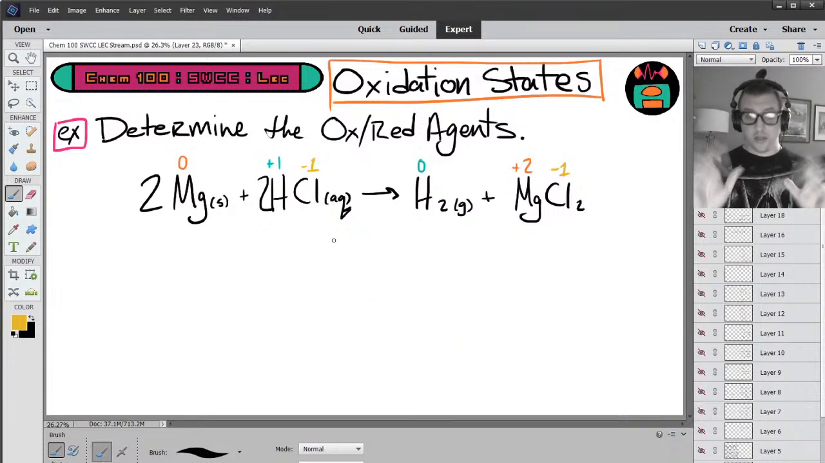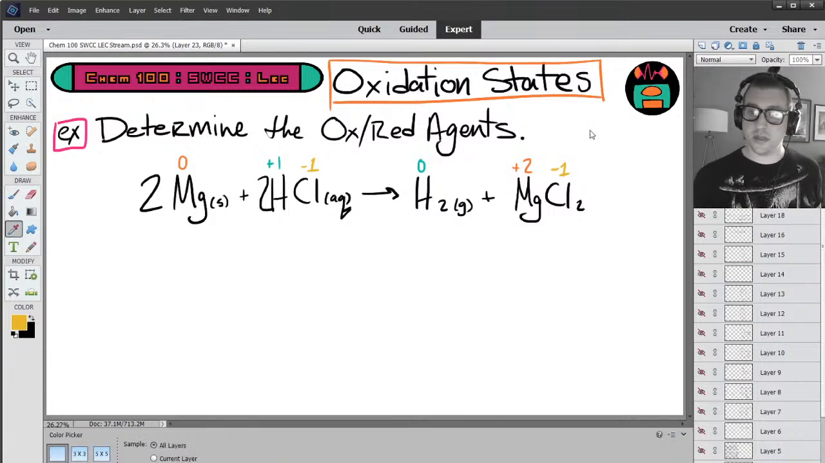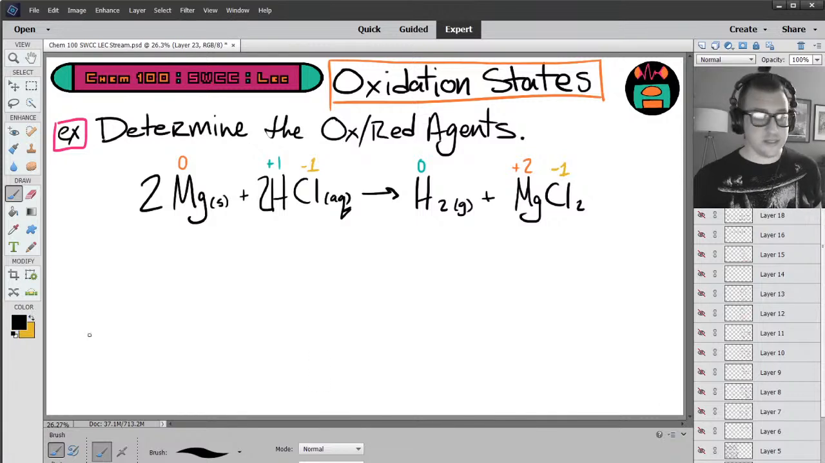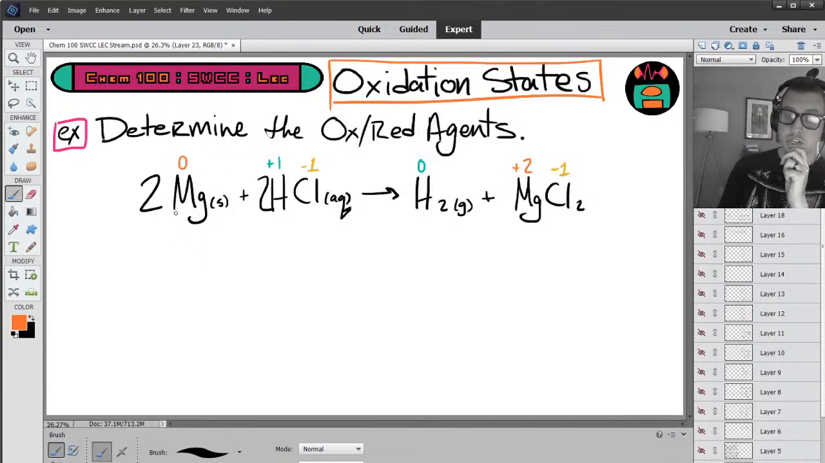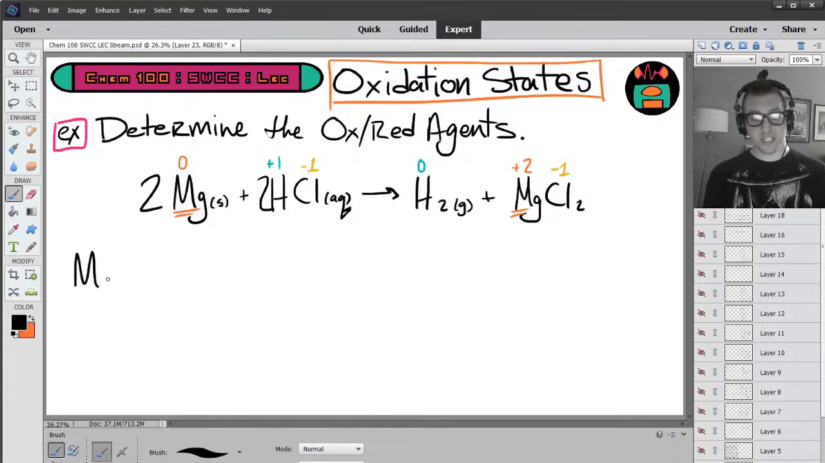All right, so we have now assigned all of our oxidation states. Now we need to determine what's being oxidized and what's being reduced. One of the things you'll notice is that when you're doing this, you want to look for the elements that are changing. Magnesium starts at 0, ends at positive 2. So definitely we have a change in oxidation state.